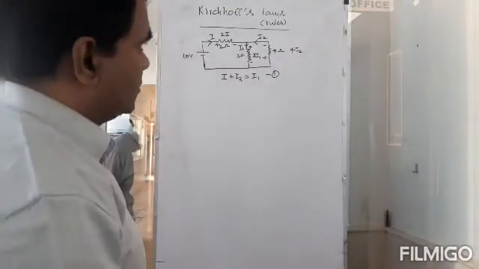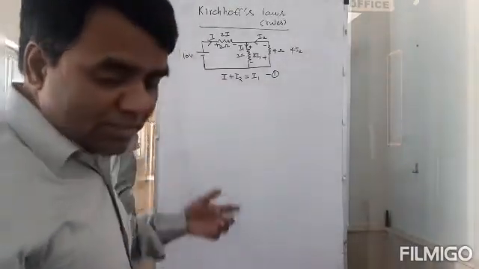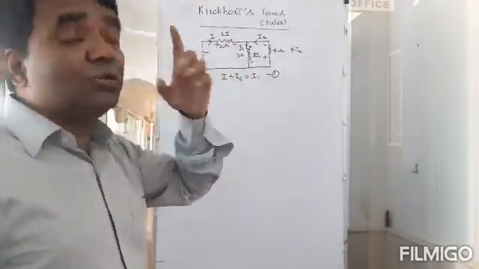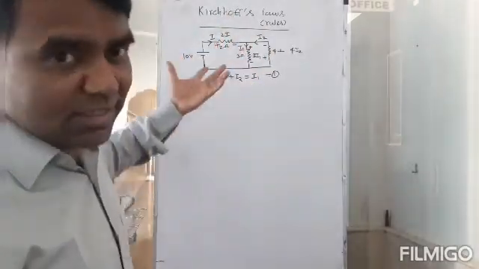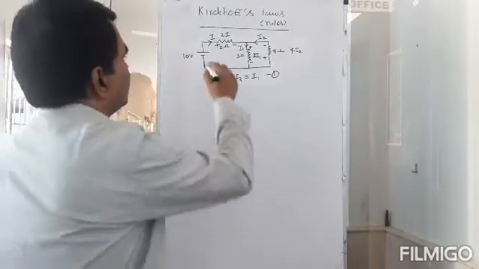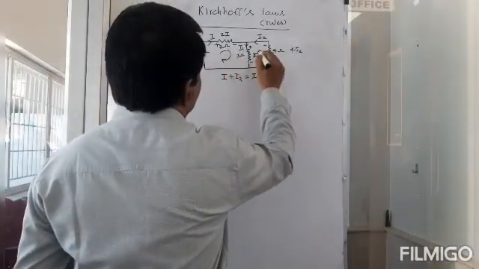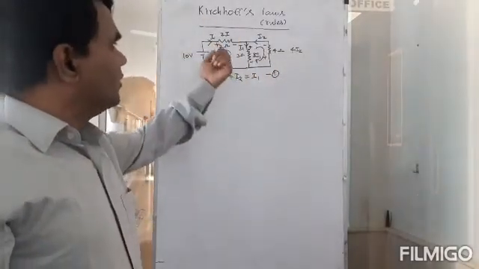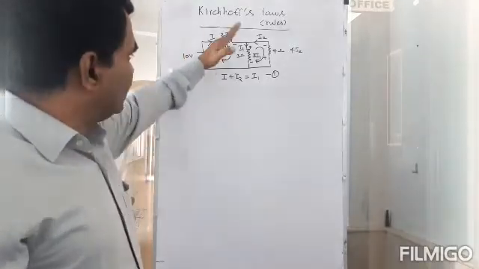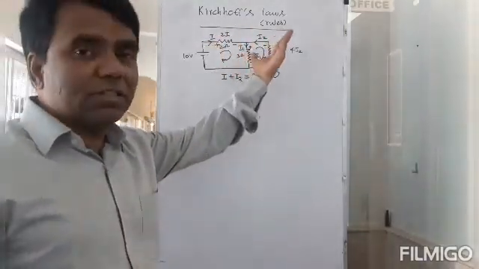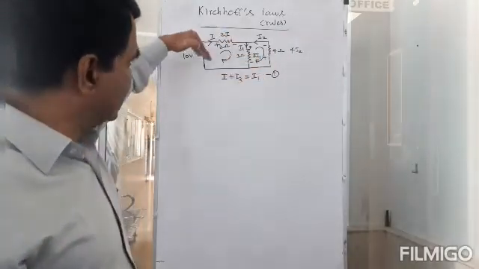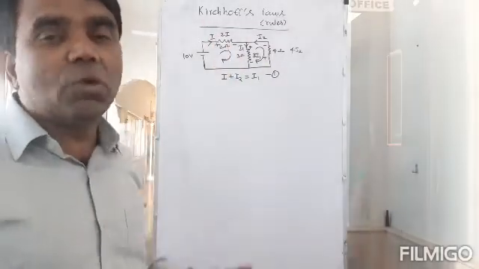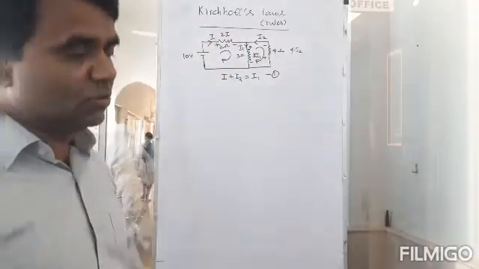Now again, I have choices. There are 3 possible loops, out of which I have to choose only 2. So I'll choose the same 2 loops that we used previously. I'll choose this loop and also this loop. I can traverse this in the clockwise direction or the anti-clockwise direction, and the same for the other loop. It doesn't matter at all.